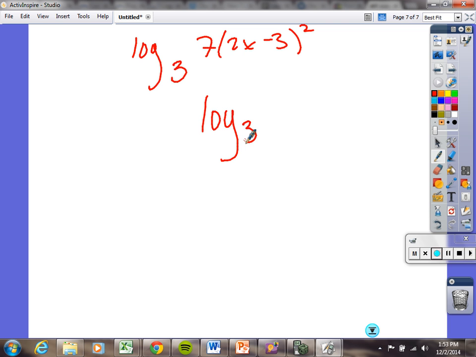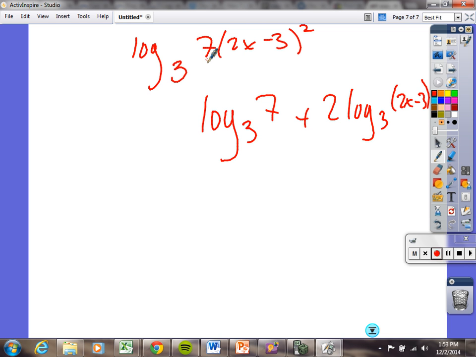Log base 3 of 7 plus 2 log base 3 of 2x minus 3, because this is one term. I can't pull it apart. It's one thing. But I can bring its power out. Now, Hannah, why can't I bring out the power right at the beginning? Because the whole thing was not being raised.